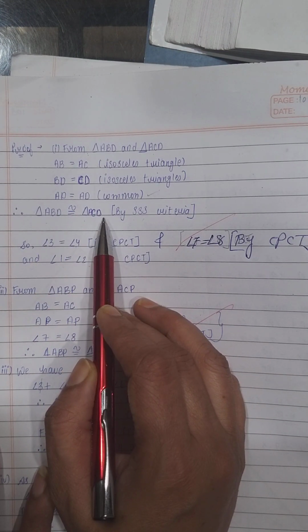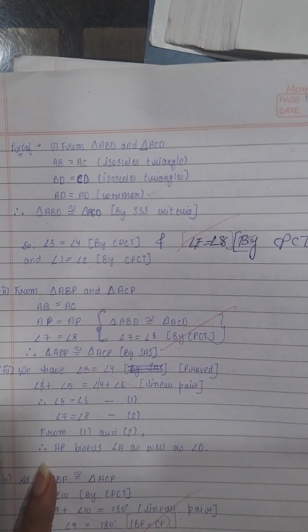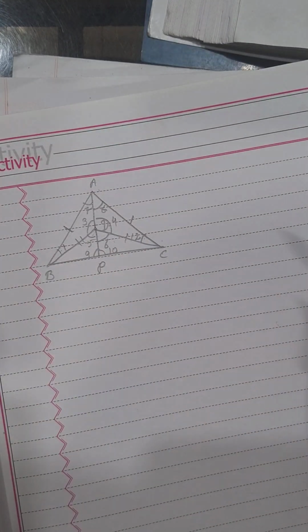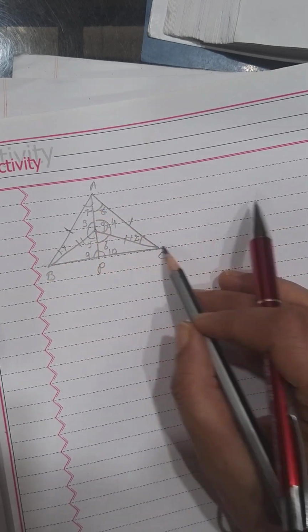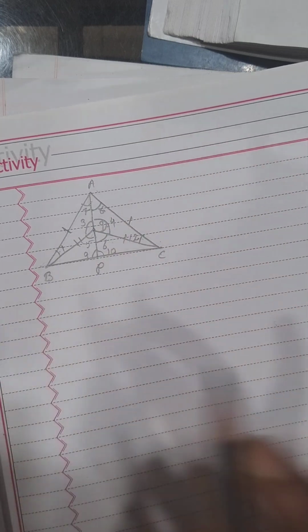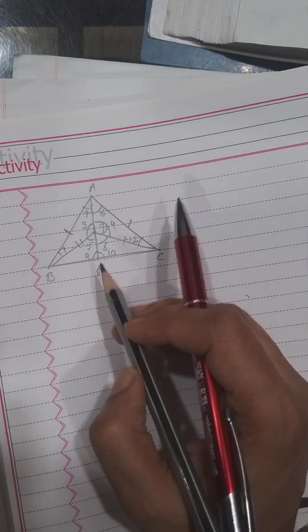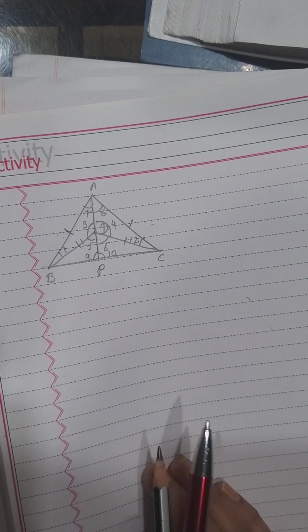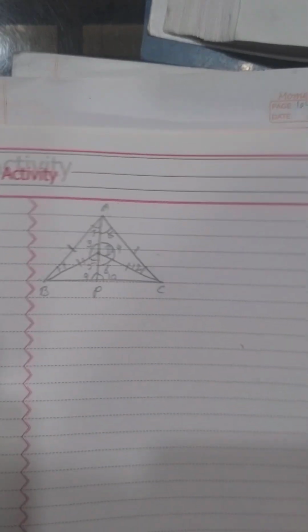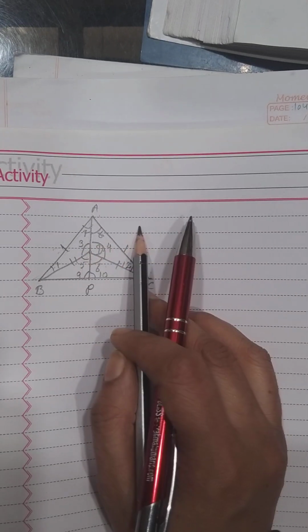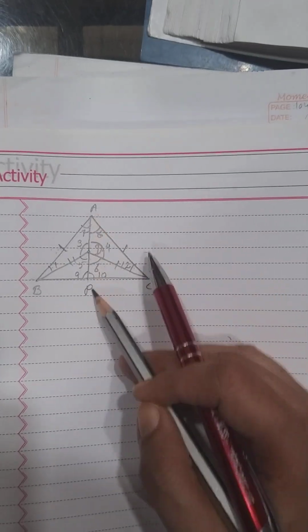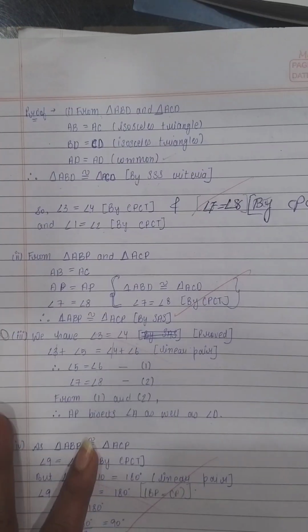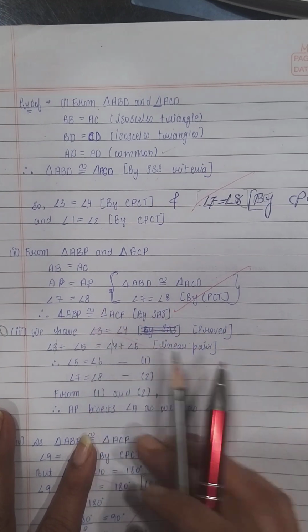After that next is triangle ABP and ACP. Where is ABP? See here, ABP, this one and this one, congruent. So now AP is again common. Clear? Then these are equal. Third thing is what? Angle 7 is equal to 8, which we have proved equal in the first part by CPCT. So side, angle, side. Side, angle, side. So by side, angle, side congruency, these two are congruent.